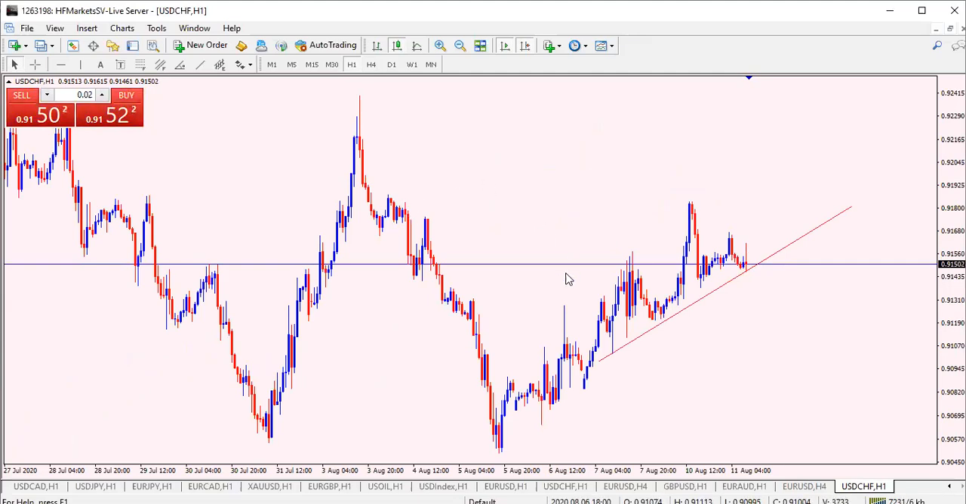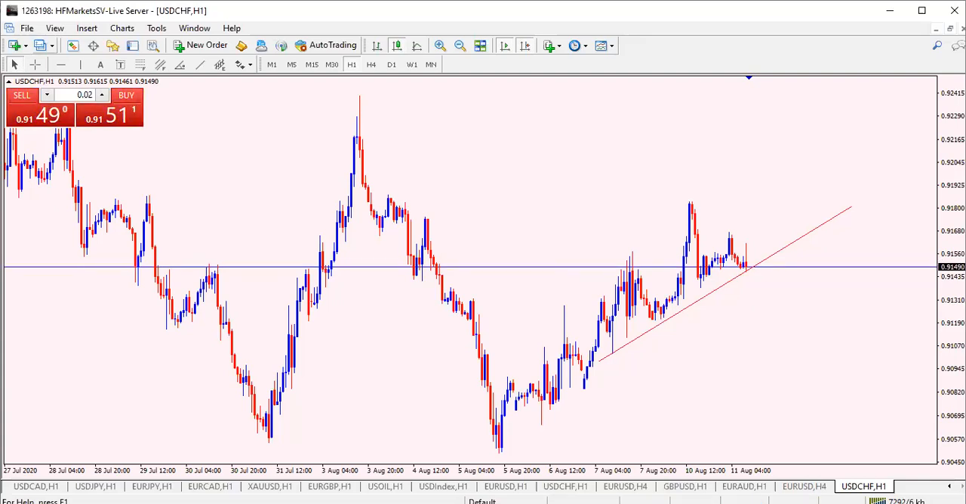We have two types of moving average: the simple moving average and the exponential moving average. I recommend my students use simple moving average 8, simple moving average 21, and exponential moving average 55 as a day trader. If you want to swing trade, then you can use exponential moving average 100 and 200. But if you just want to make your profit daily, you can use simple moving average 8, simple moving average 21, and exponential moving average 55.